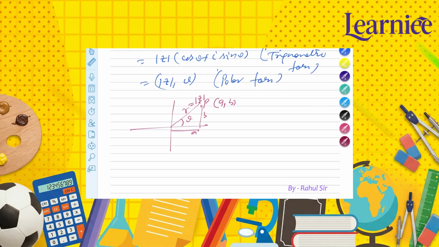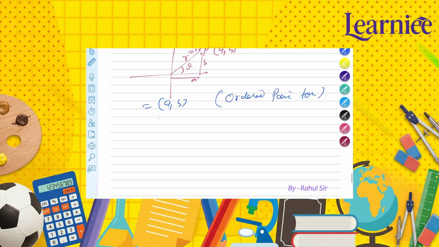And obviously, well known, this is a comma b. This is called the standard form, the ordered pair form. Okay. So this polar form we will see in detail.